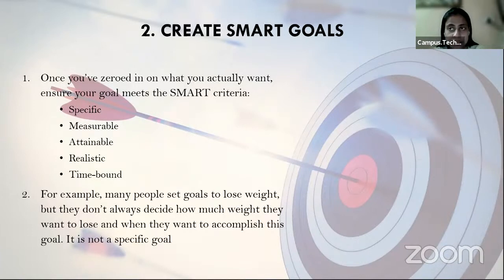It is attainable easily. You are telling the specific kg which you want to lose, that makes it specific. And when you see you have lost 4 kg, you can measure your growth, that yes, now only 16 kgs are left. For example, many people set goals to lose weight, but they don't decide how much weight they want to lose, or when they want to accomplish this goal. This is not a specific goal, and it is not even a smart goal. It is a generalized statement that I want to lose my weight.